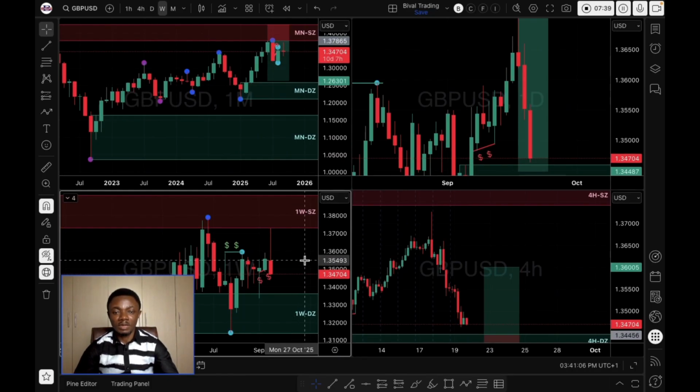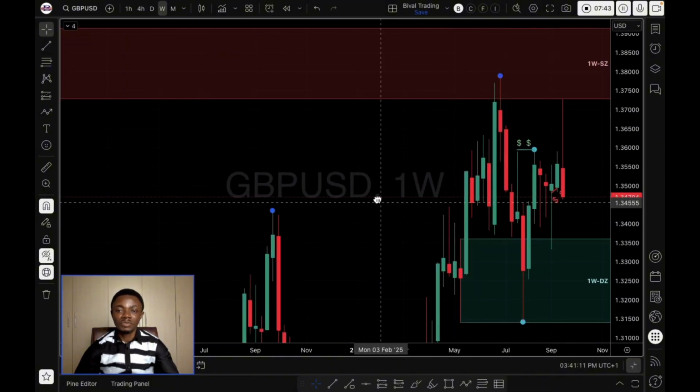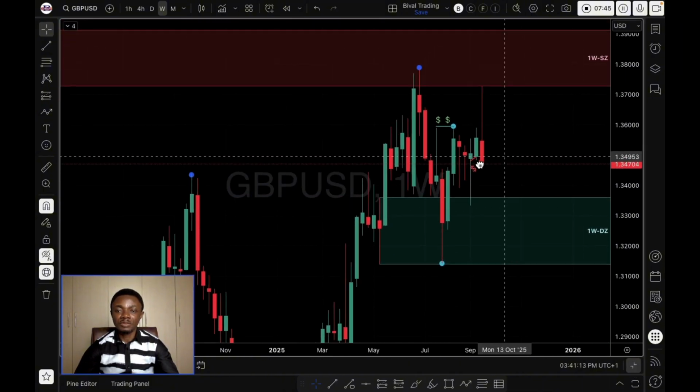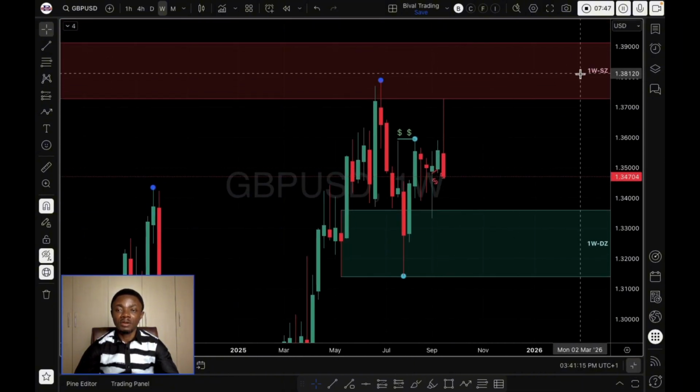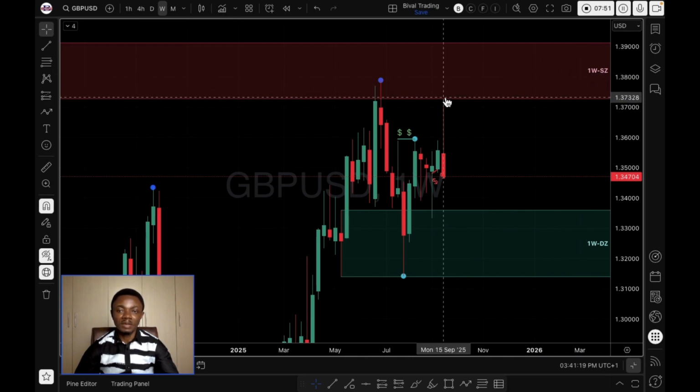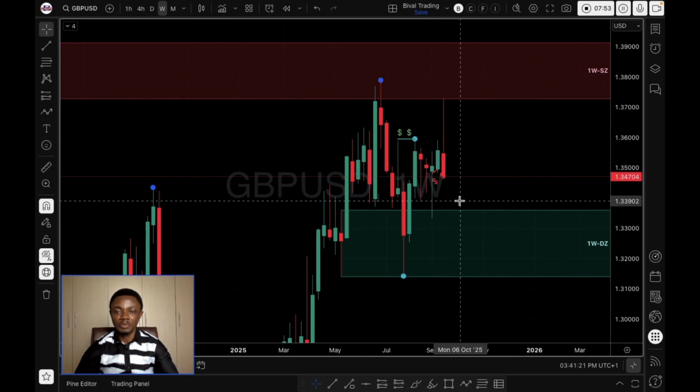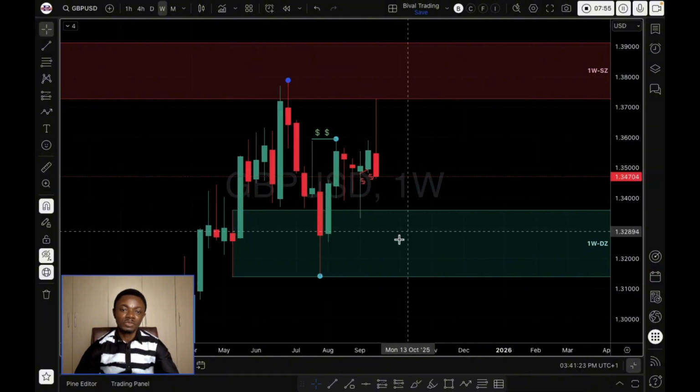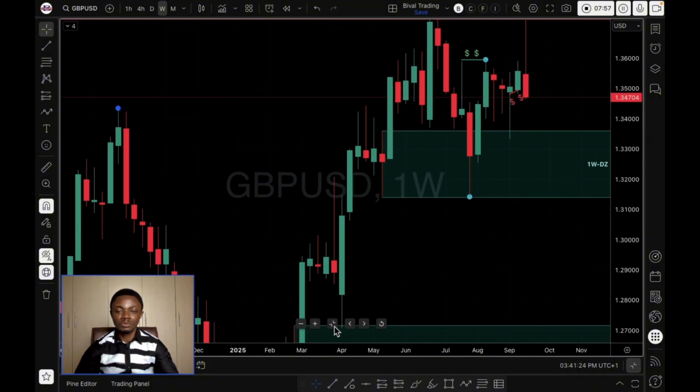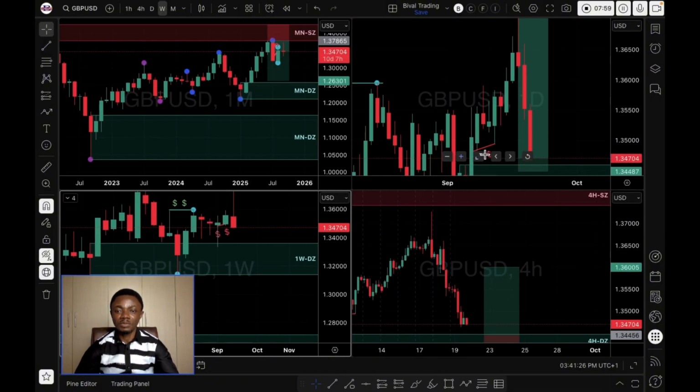Okay, the next pair on our screen here is GBPUSD. GBPUSD on the weekly time frame. You can also see this rejection here on this weekly supply zone once again. Market rejected from that zone and now it's dropping downward again. So right now, go down to the daily and the 4 hours to see what we have there.